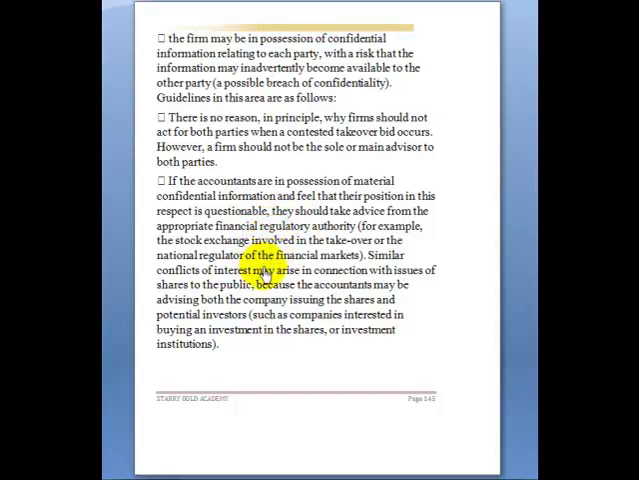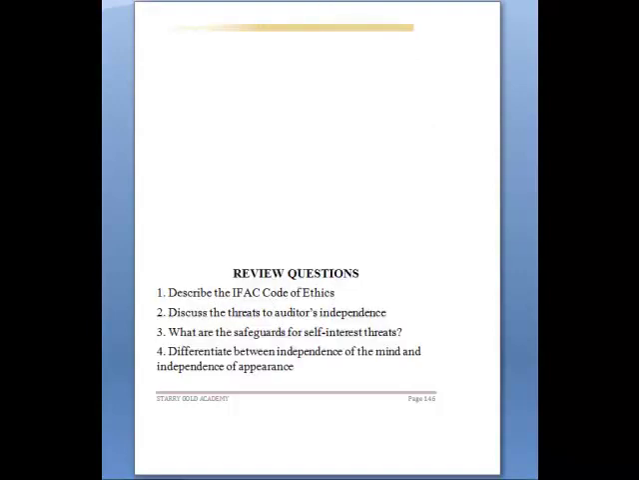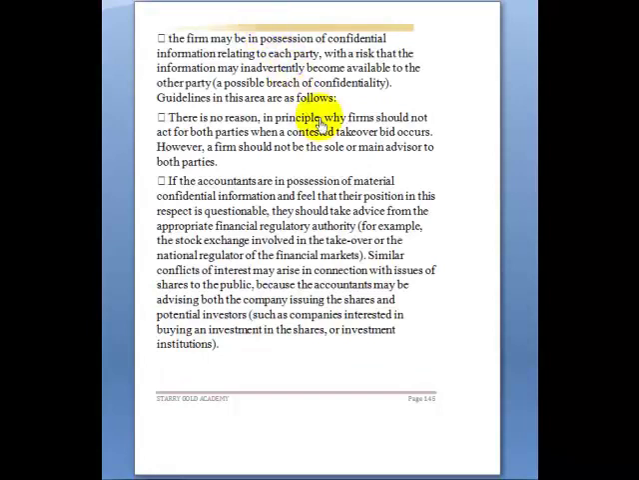A similar conflict of interest may arise in connection with issues of shares to the public, because the accountant may be advising both the company issuing the shares and potential investors, such as companies interested in buying the shares. So conflict of interest will definitely arise in a situation like that. You have to be very, very careful as an auditor when it comes to advising companies on issuing shares and buying shares. So we are saying that it's important that the accountant is not the sole person or sole body giving advice, so that there could be checks and balances.